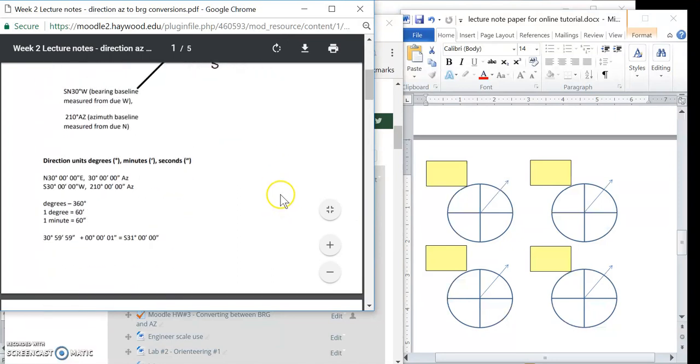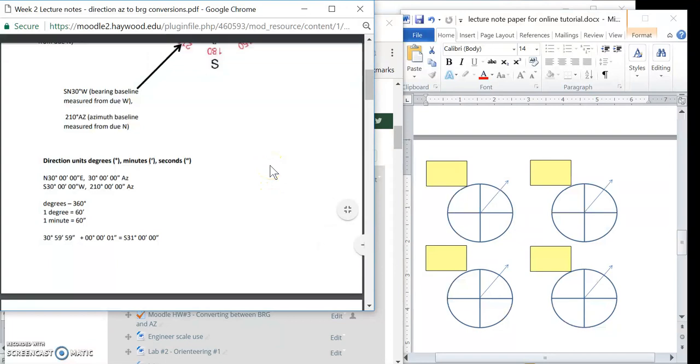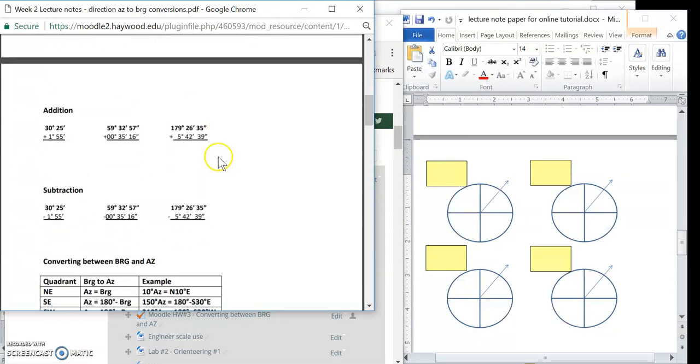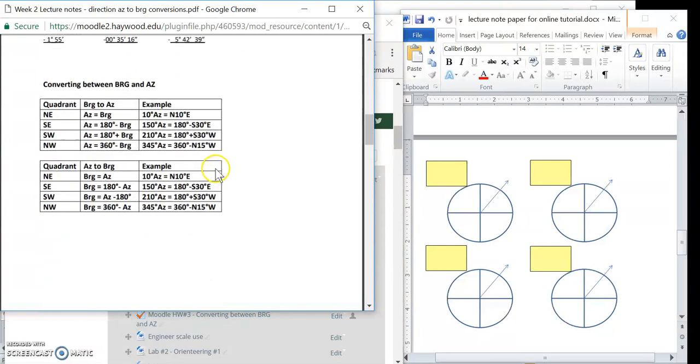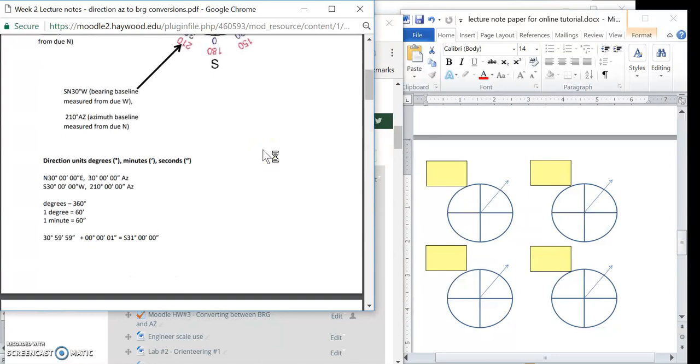Let's go ahead and see how, first of all, we're going to take a look at how you add and subtract degrees, minutes, and seconds, and then we'll go into converting between bearing and azimuth. We'll spend a little bit more time doing that. But the first thing that's important to be aware of is that a degree unit is actually made up of 60 minutes.